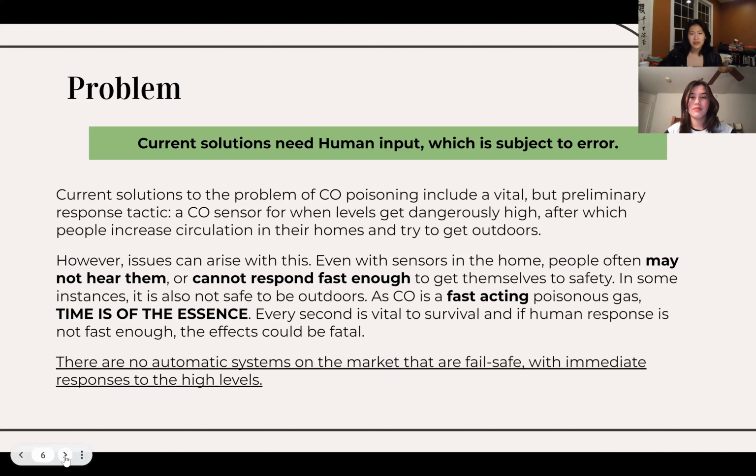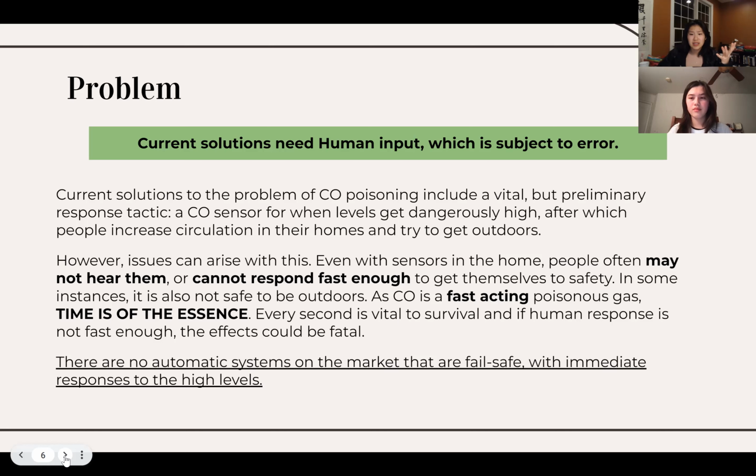So basically the problem with the current solutions to carbon monoxide poisoning today is that they all need human input, which is really subject to error. The current solution is to have a carbon monoxide sensor for when levels get really high, which is greater than 220 parts per million. And then after that, people should evacuate after they hear the buzzer and the alarm go off and just try to clear circulation in their homes.